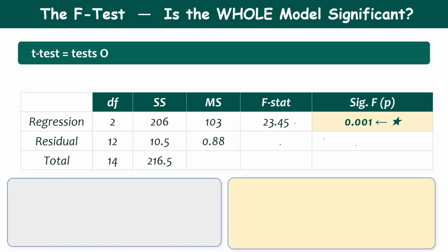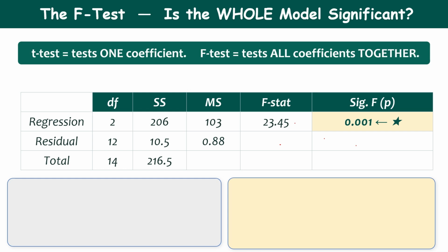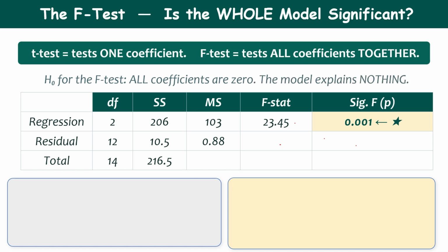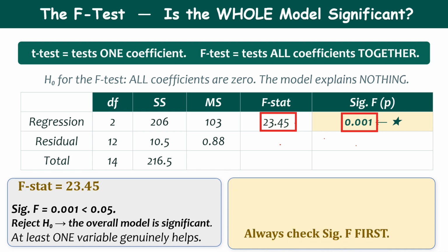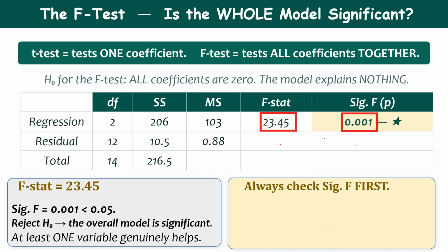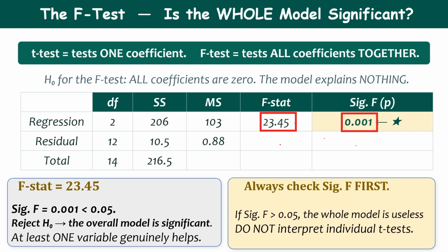The t-test checks one coefficient. But what about the whole model? That is what the f-test is for. The null hypothesis for the f-test, all coefficients are 0. The model explains absolutely nothing. Sarah's result, f equals 23.45. Significance f equals 0.001, less than 0.05. Reject the overall H0. The model as a whole is statistically significant. Important rule, always check significance f first. If significance f is greater than 0.05, the whole model is useless.